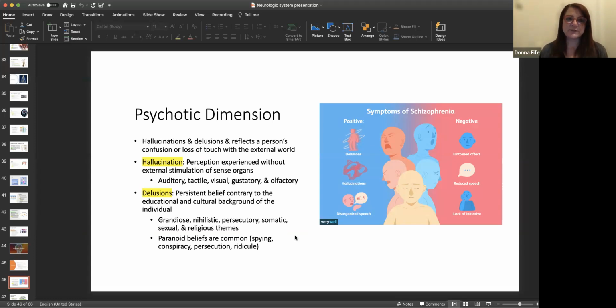Now, delusions are persistent beliefs contrary to the educational and cultural background of the individual. Delusions can be grandiose, nihilistic, persecutory, somatic, sexual, and may have religious themes as well. Paranoid beliefs are common, such as somebody spying on them, there's a conspiracy against them, there's persecution, and there's ridicule by others as part of their paranoid beliefs.